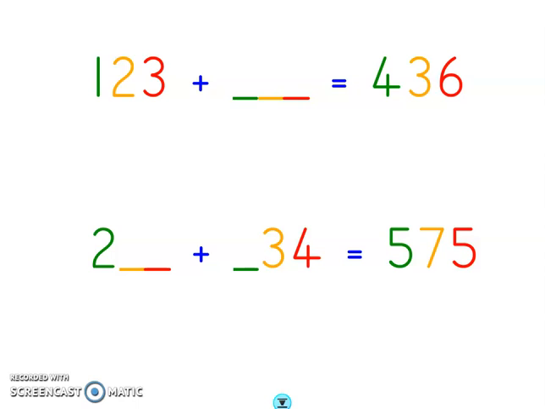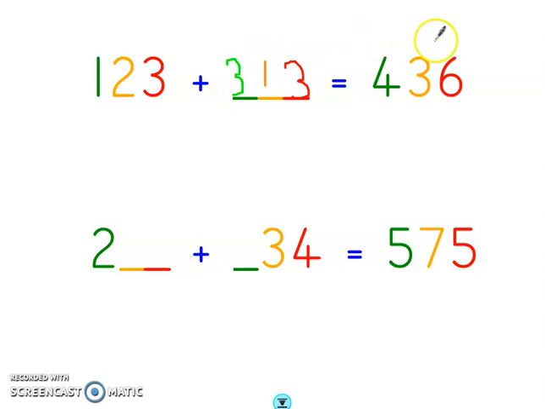3 add something equals 6. So let's think 4, 5, 6. That gives me another 3. 2 add something equals 3. 2 add on 1 gives me 3. 1 add on something gives me 4. Well, 2, 3, 4, so that gives me 3. So 1 plus 3 equals 4. So 123 add 313 equals 436.